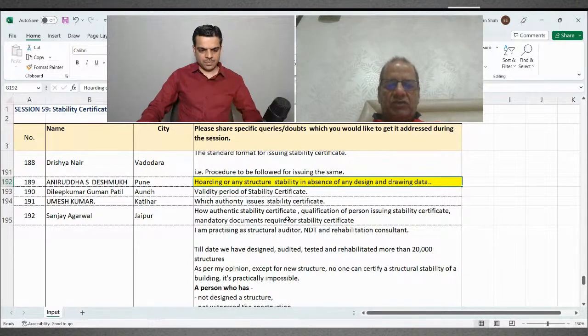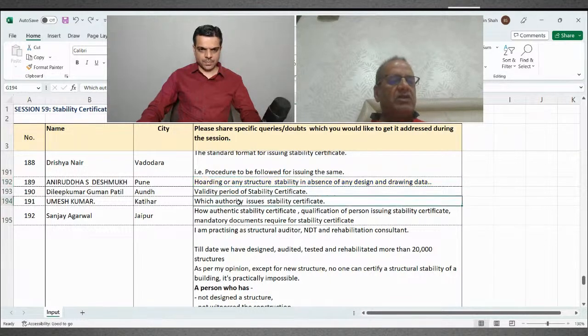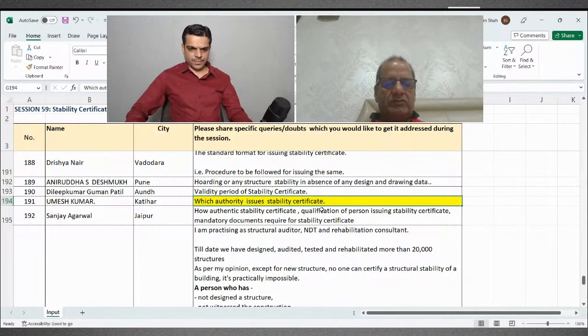Which authority issues the stability certificate? The structural design stability certificate is issued by the structural designer himself, no one else.